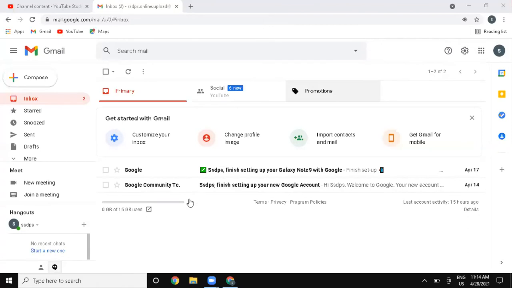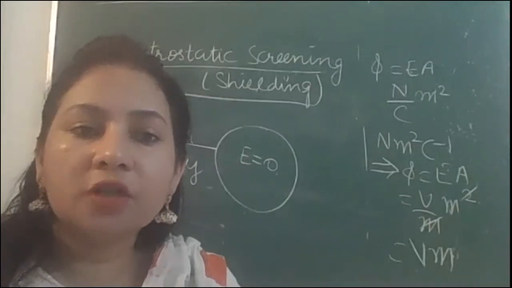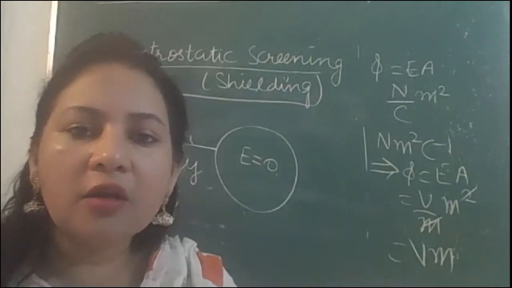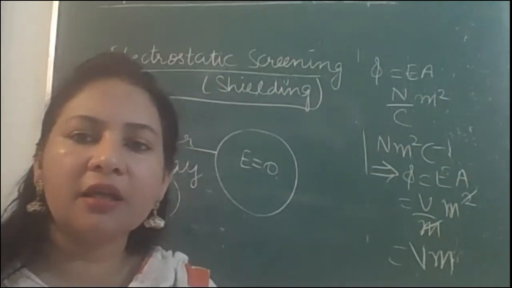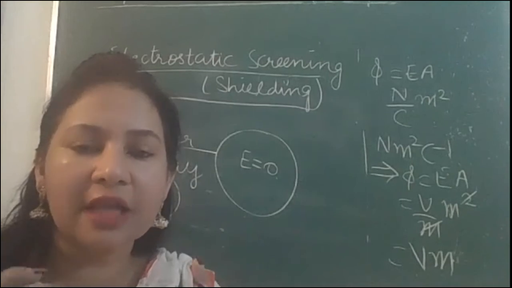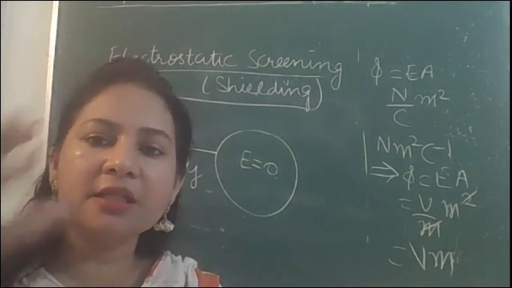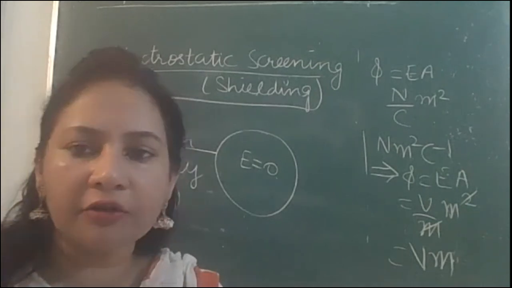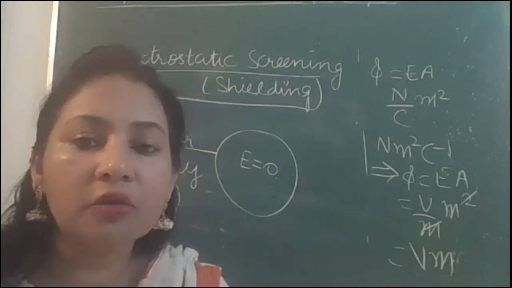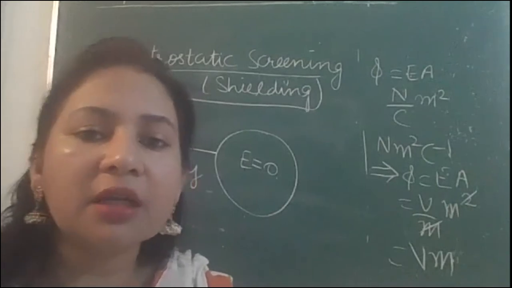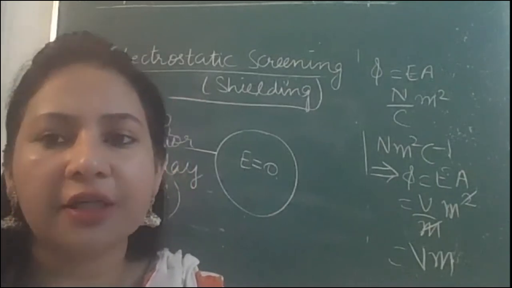Okay, so it goes out of coverage area, right? So this is electrostatic shielding. You can also do the same experiment by keeping it inside a thick utensil that is covered. If you keep the mobile inside a thick covered utensil of your kitchen, you can observe the same thing there. So that is nothing but electrostatic screening or shielding.